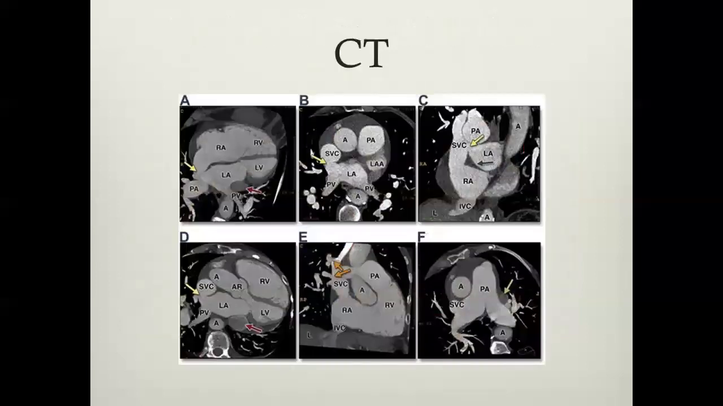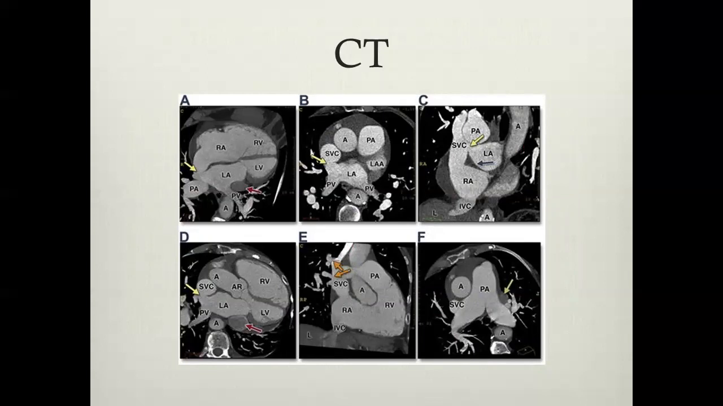So this is what it looks like on CT, and these are several different patients. Here, if you saw this, you might say, well, gee, it's kind of a four-chamber view. We see the atrial septum. There's no ridge back here. Could this be a secundum ASD?